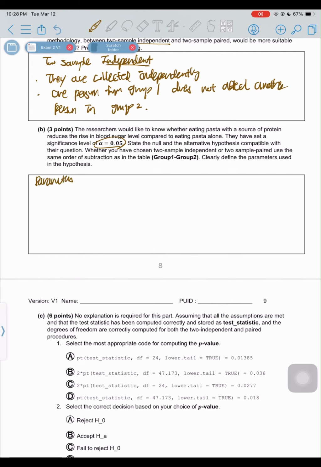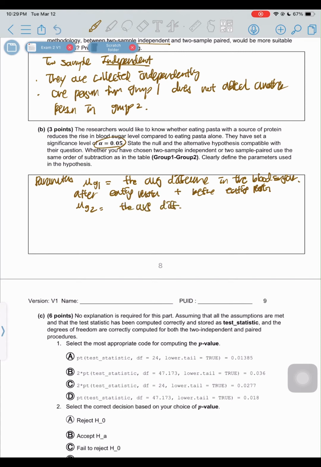Parameters, I'll just do mu G1 as group 1 is the average difference in the blood sugar levels after eating pasta and before eating pasta. And mu G2 is the average difference in blood sugar levels after eating pasta and then before eating pasta.